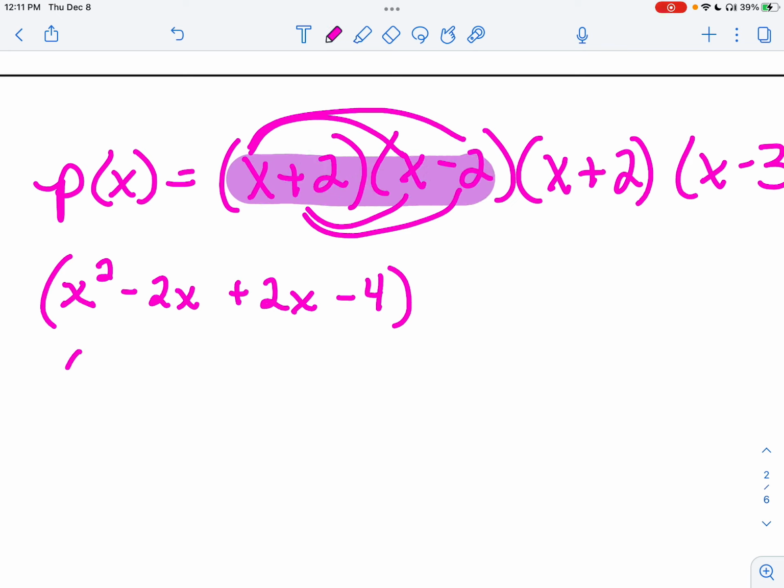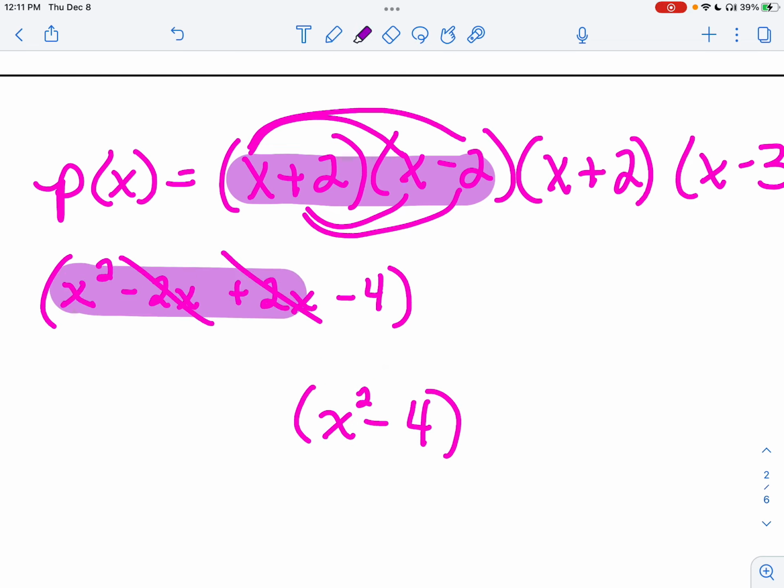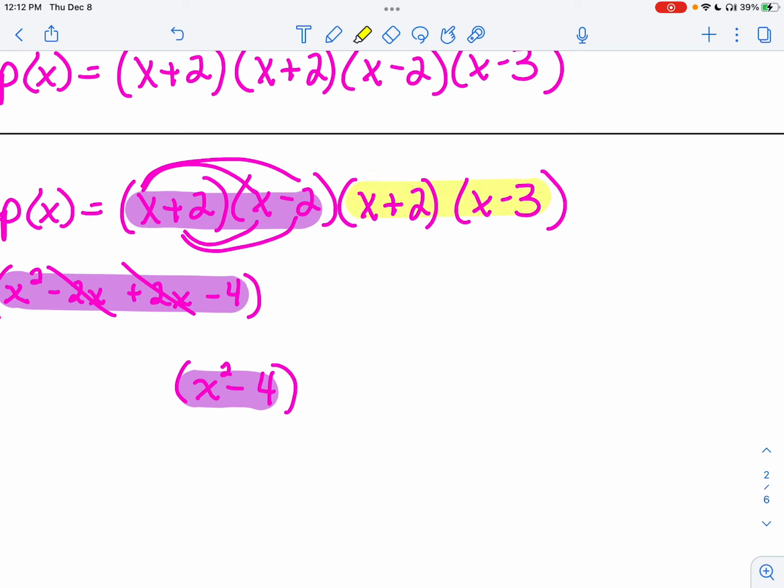That is going to be x squared minus 4. Thank you, conjugates, because those cancel. I love it when a problem has a conjugate to it. All right, now all of that was from the purple. Now it is time for us to do the yellows together. A little more challenging. That would make x squared minus 3x plus 2x minus 6.